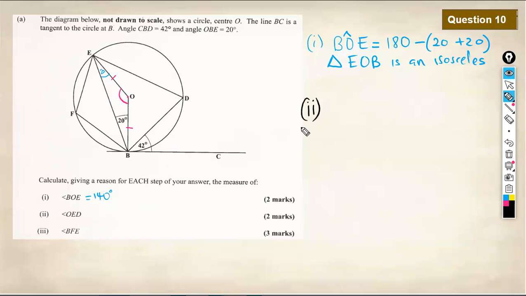For part 2, OED. O, E, and D. That's this angle here that we're trying to find, right? So I'll put a little question mark there. Anybody wants to take a quick shot knowing that here is 140? Well, what do you think OED is? Take a shot at that.